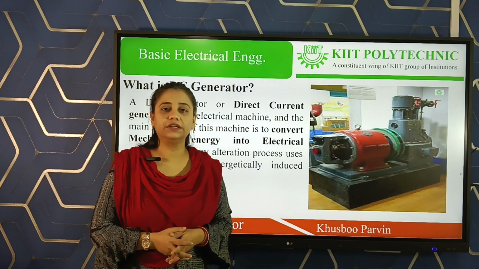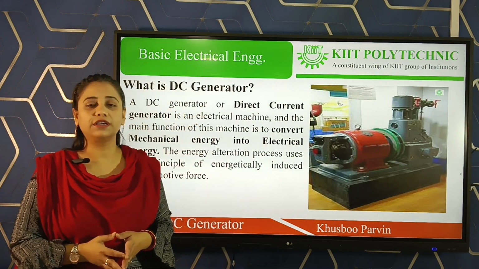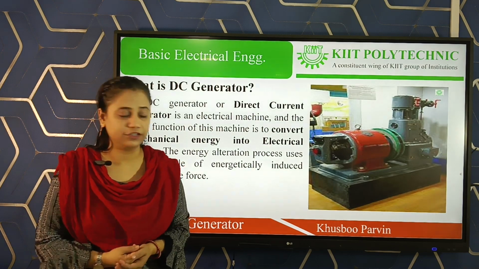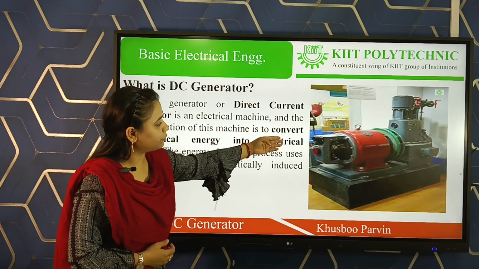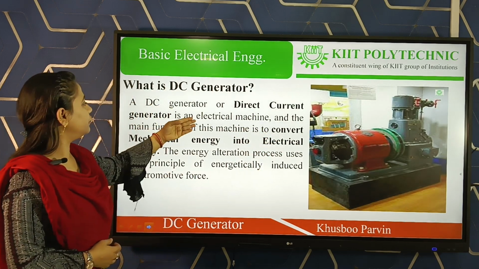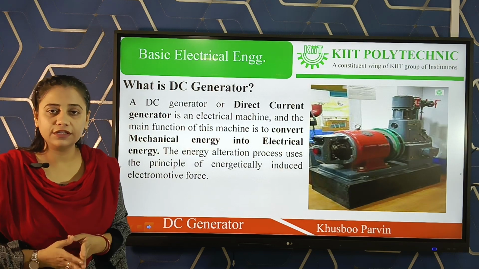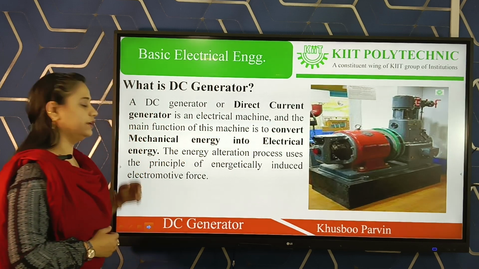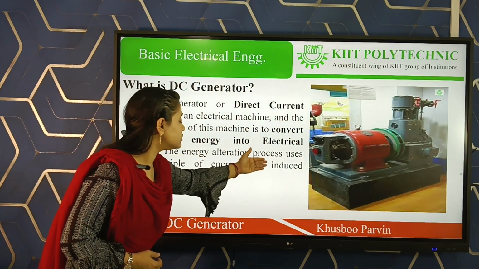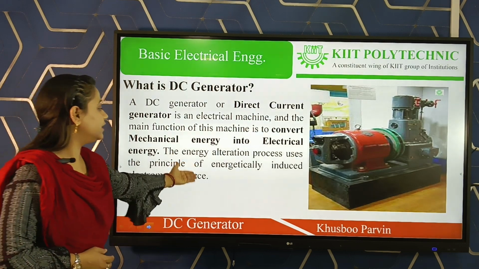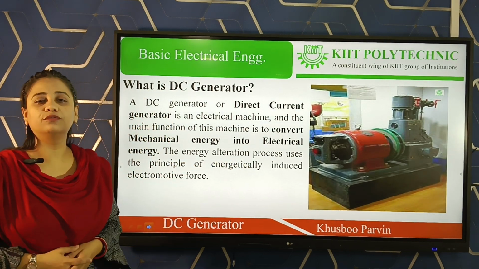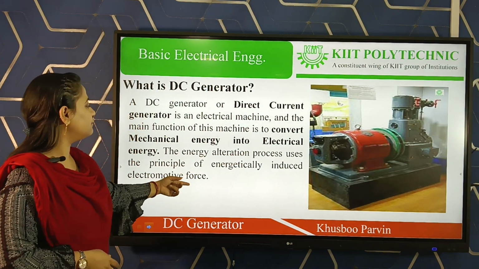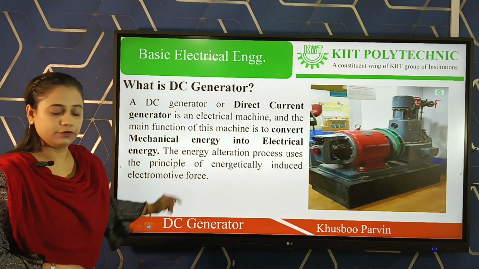What is a DC generator? A DC generator is a device which is generally used to convert mechanical energy to electrical energy. Here you can see a diagram of a DC generator. The DC generator is a device used to convert mechanical energy into electrical energy. The energy alternation process uses the principle of dynamically induced electromotive force.